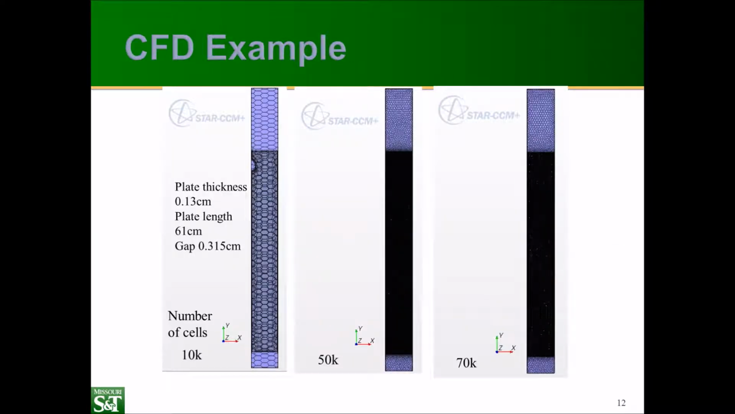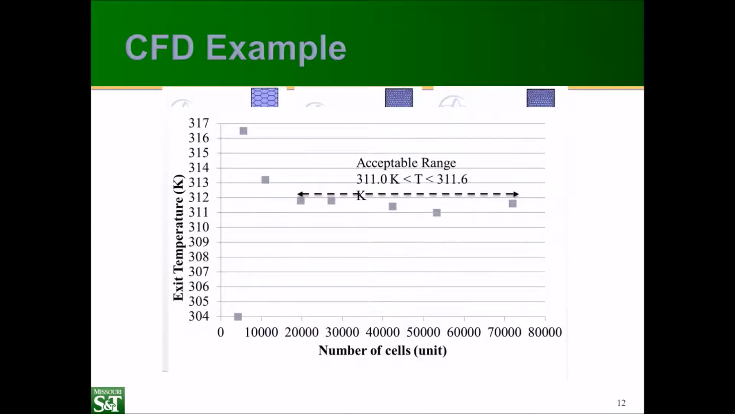Now, they also did this mesh convergence study. So they took their geometry and they used different numbers of cells to create their mesh and ran a simulation. And what they found was that for small meshes, less than about 20,000 cells, there were large changes in the exit temperature of the fluid from the system. So they found that in order to have a consistent and acceptable accuracy for their mesh, they had to have this range of more than 20,000 cells.